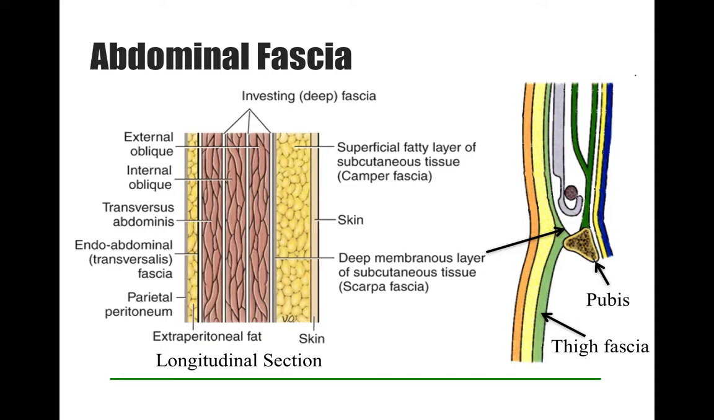What you can also see, though, is that we've got these deep membranous layers right here of the Scarpa fascia. It's going to come here and attach to the pubis bone. So what this is going to do is create two different cavities, so that infections and things like that occurring in the abdominal region don't spread down into the thigh region, because it's actually connected to the bone right here. And the thigh fascia will be a little bit continuous with it, but the bone is going to separate those two pieces from each other right there.